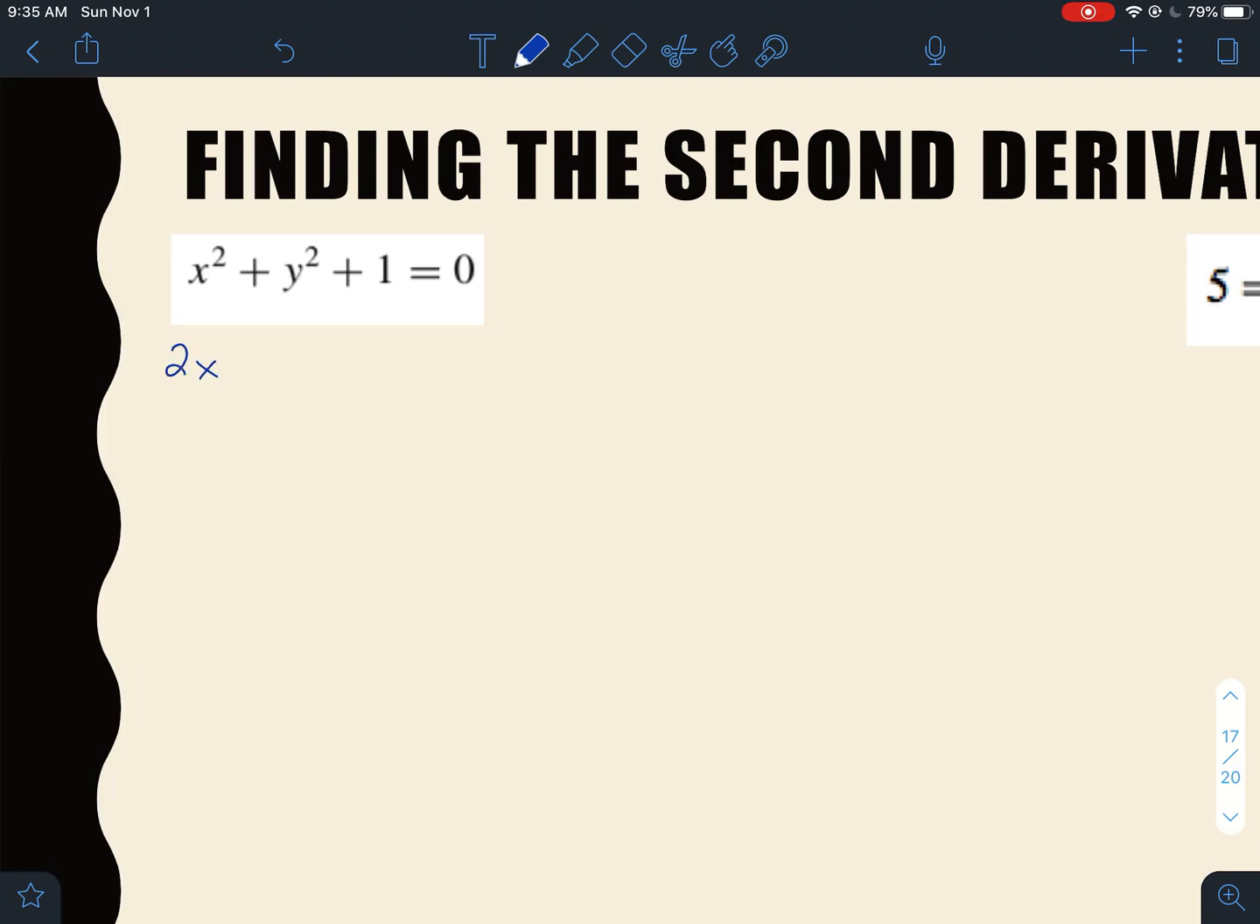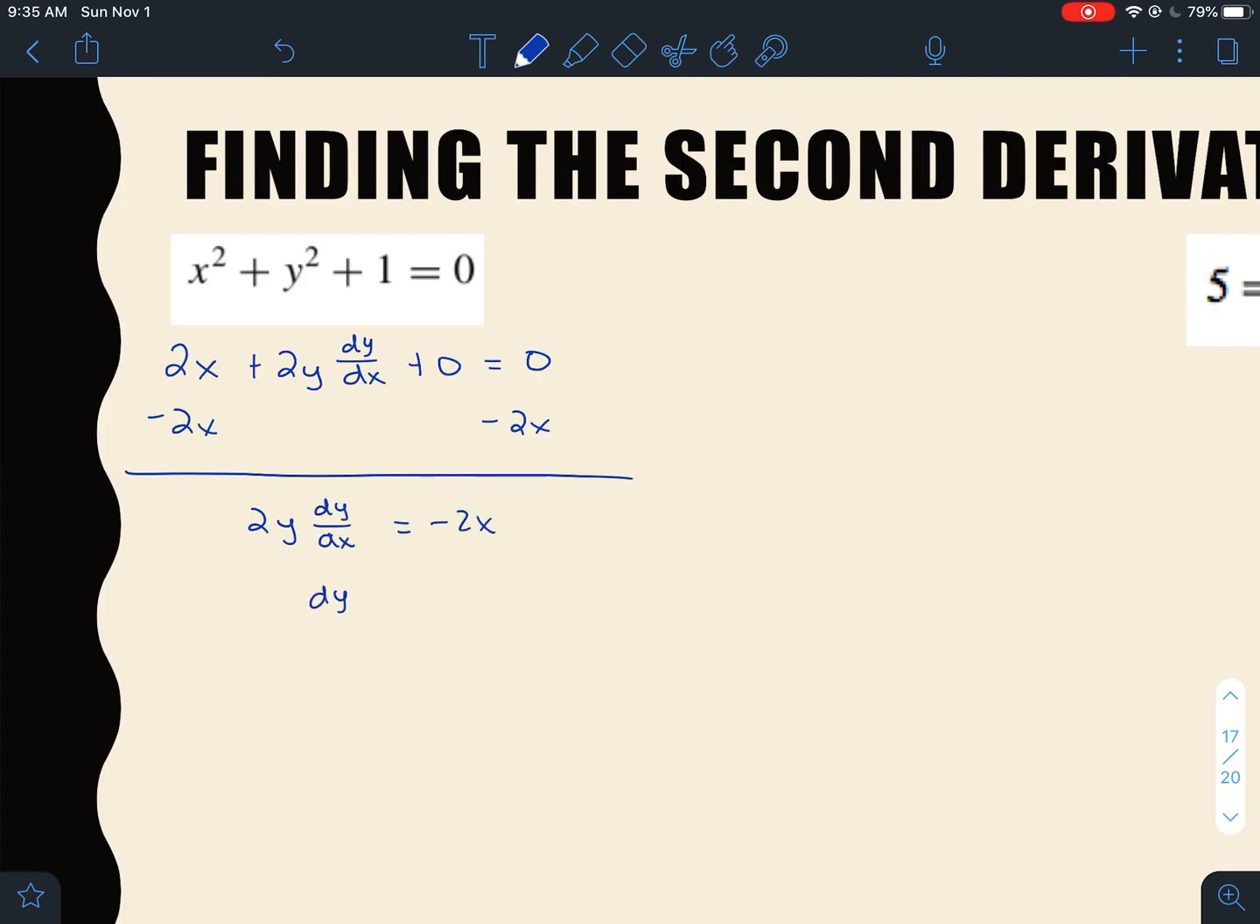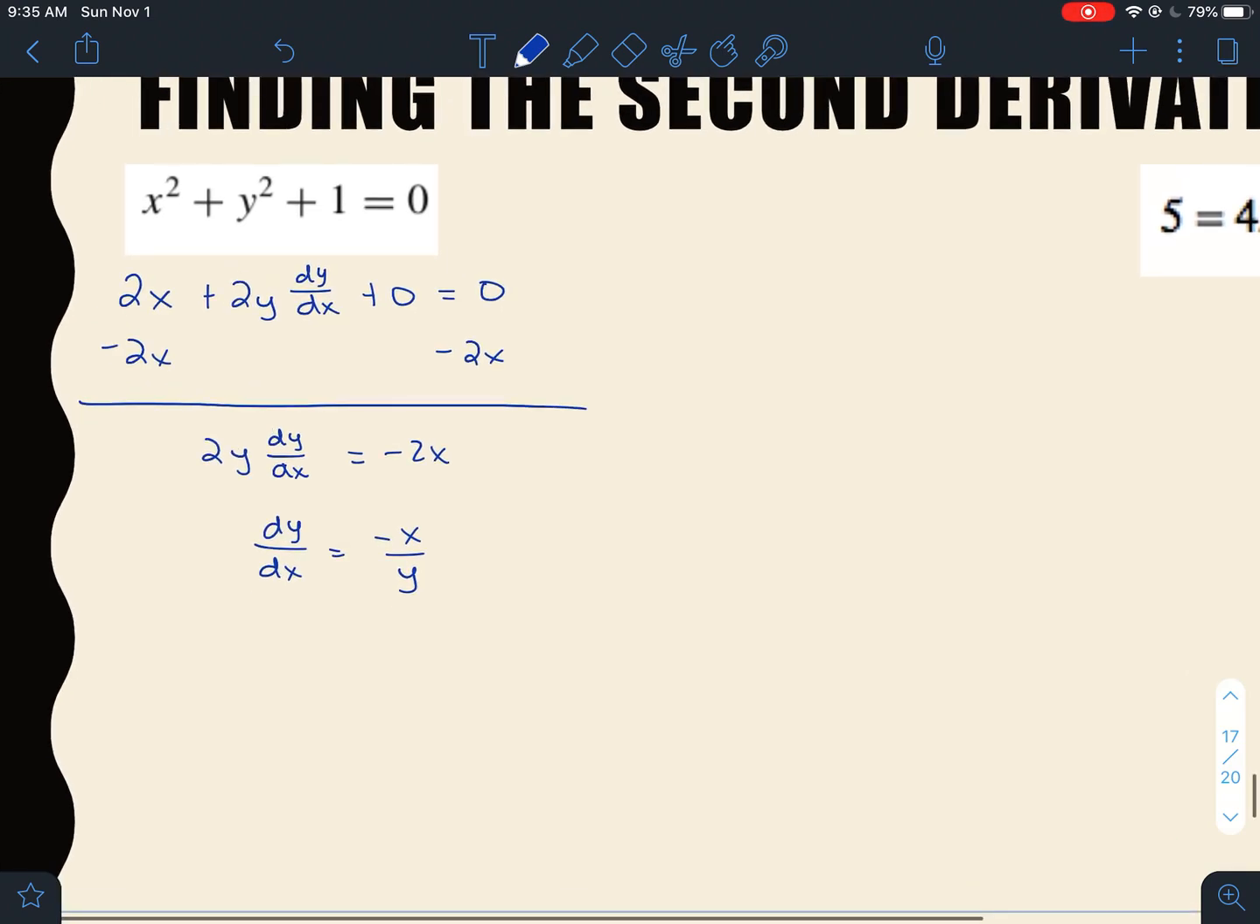So x squared plus y squared equals 1. The derivative of x squared is 2x. The derivative of y squared is 2y dy/dx, the derivative of 1 is 0. So if we're going to solve, we're going to subtract the 2x over, and we get 2y dy/dx equals -2x, divide by 2y, and dy/dx is going to equal negative x over y. So that's going to be my first derivative.